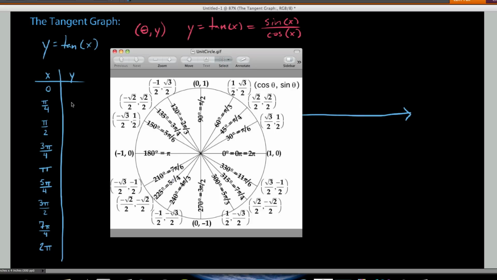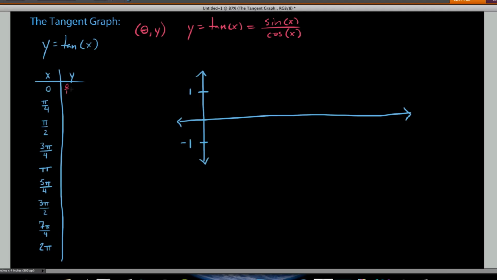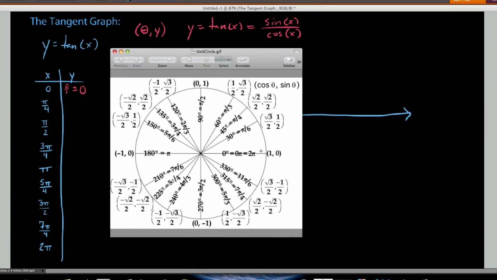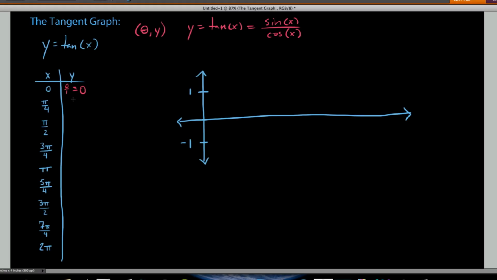We say, all right, 0 degrees or 0 radians. What is the tangent of 0? I'd go over to 0 degrees, and that's y over x, or sine over cosine. We get 0 over 1, or 0 divided by 1. We get a y value of 0. How about pi fourths? Looking at the unit circle, pi fourths is 45 degrees. The tangent of 45 degrees would be radical 2 over 2 divided by radical 2 over 2, or really radical 2 over 2 divided by itself. So we get a tangent value of 1.